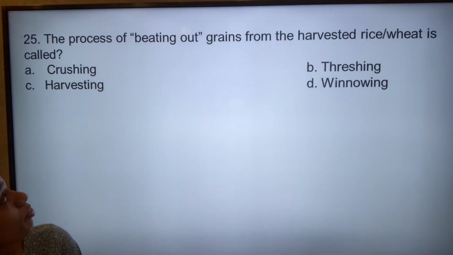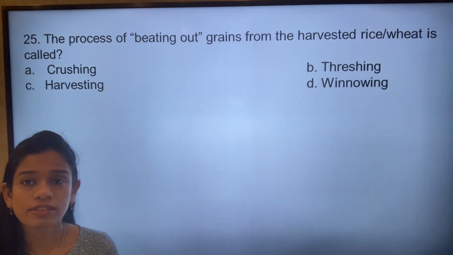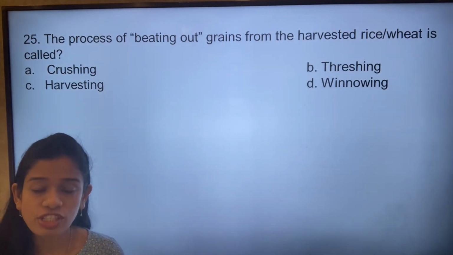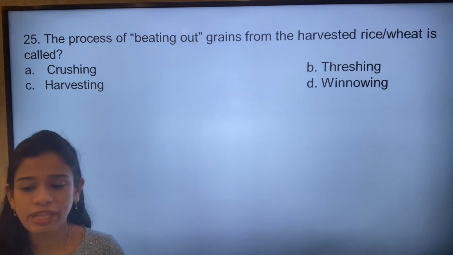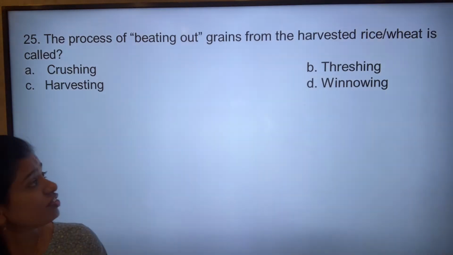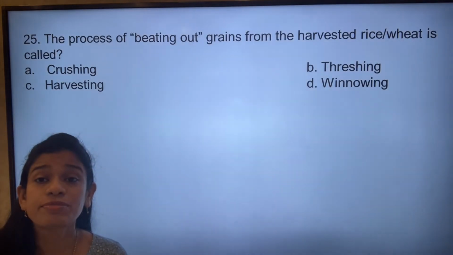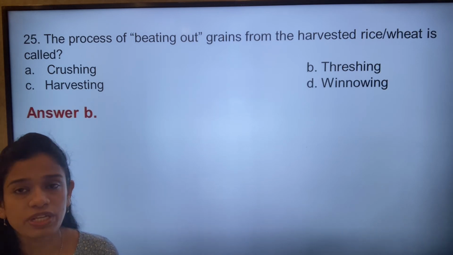The next question: the process of beating out the grains from the harvested rice or wheat is called crushing, threshing, harvesting, or winnowing. It is called the process of threshing. The correct answer is option B. It is the process of threshing through which the grains are taken out from the seeds, beating out of the grains. Option B, it is threshing.